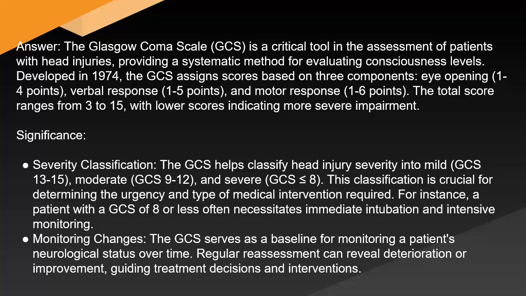Significance. Severity classification: the GCS helps classify head injury severity into mild, moderate, and severe. This classification is crucial for determining the urgency and type of medical intervention required. For instance, a patient with a GCS of 8 or less often necessitates immediate intubation and intensive monitoring. Monitoring changes: the GCS serves as a baseline for monitoring a patient's neurological status over time. Regular reassessment can reveal deterioration or improvement, guiding treatment decisions and interventions.